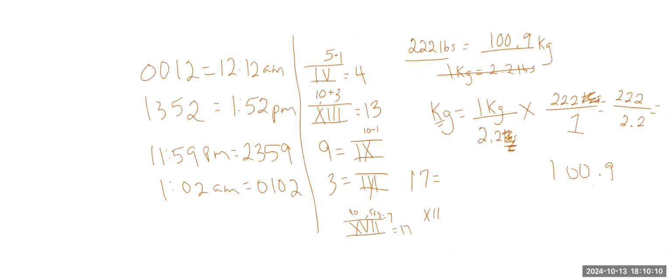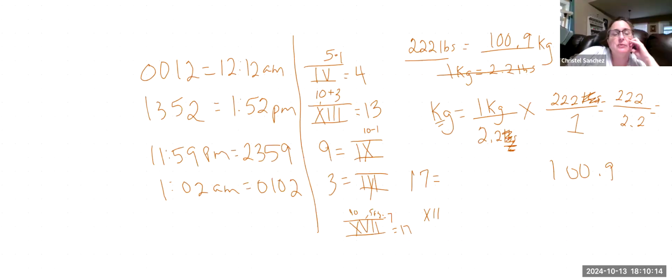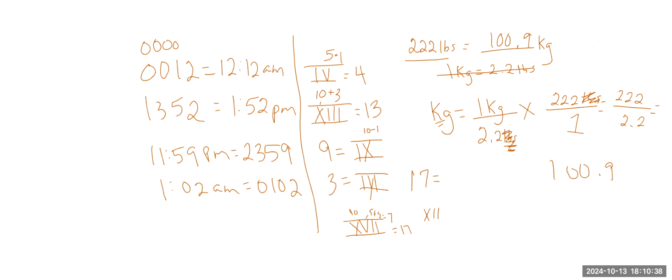So how is 12 a.m. written? Once we hit midnight, 12 a.m. is 0000. That's 12 after midnight, so it'll be 12 a.m. Does that make sense? Yes. Okay. Thank you.